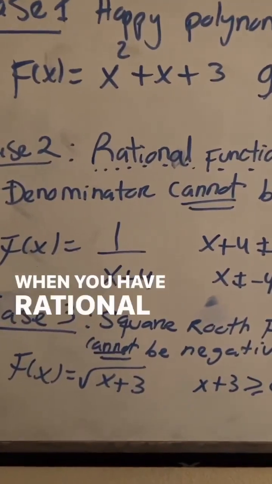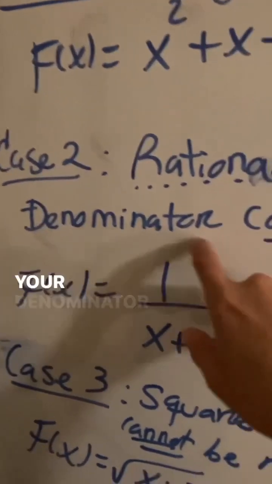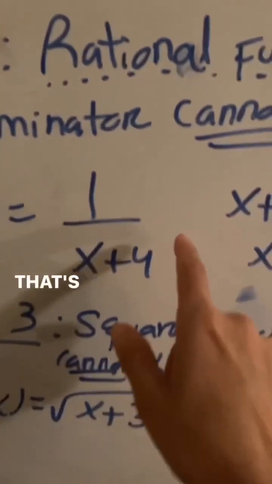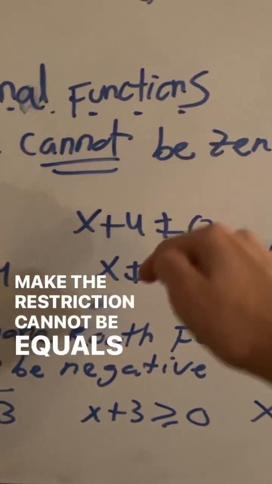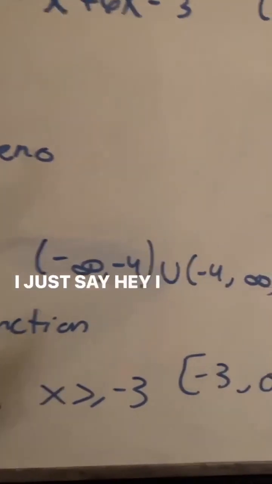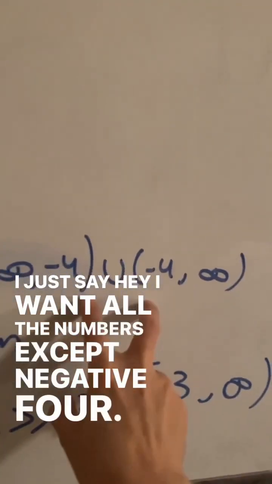When you have rational functions, you have restrictions. Your denominator cannot be 0. That's why I grab my denominator, make the restriction that it cannot be equal to 0, solve, and then I just say, hey, I want all the numbers except negative 4.